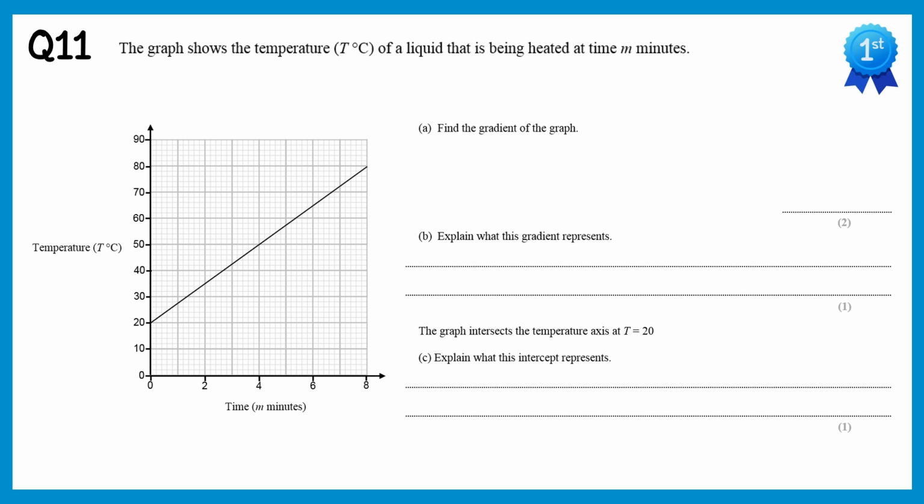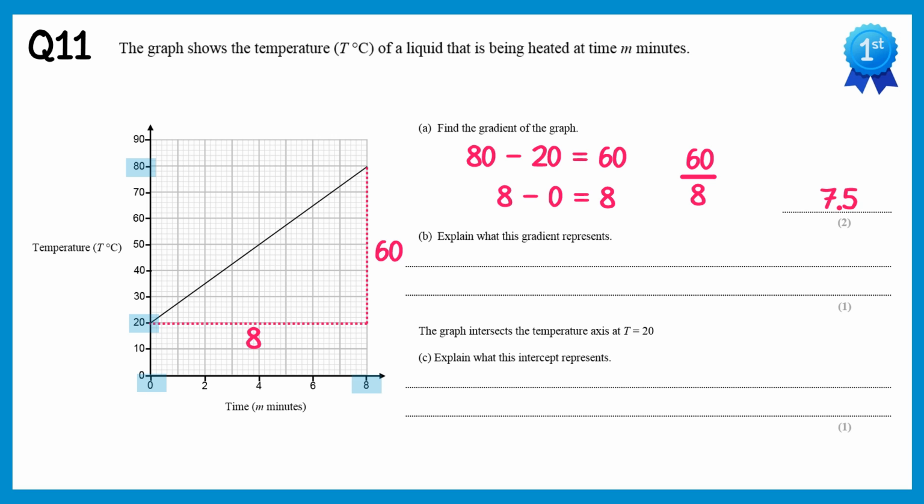For this question, we need to work out the gradient. To do this, we draw a gradient triangle. We then need to work out the change in the y values. They go from 80 to 20, so 80 take away 20 gives you 60. We then do the change in the x values. This goes from 0 to 8, so 8 take away 0 is just 8. To find the gradient, we do the change in y divided by the change in x, so 60 over 8, which gives you 7.5.